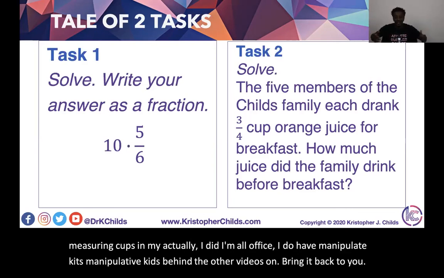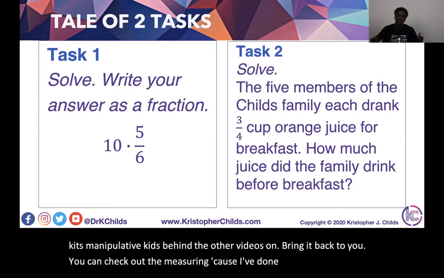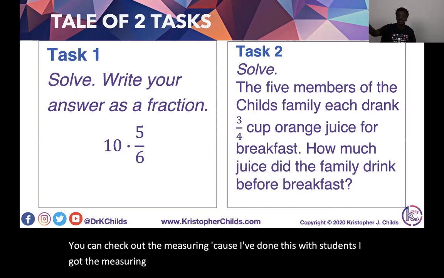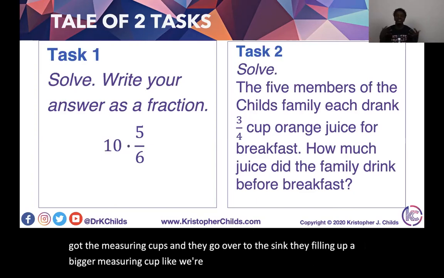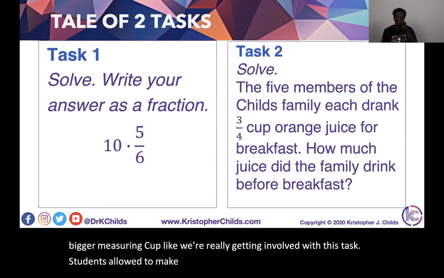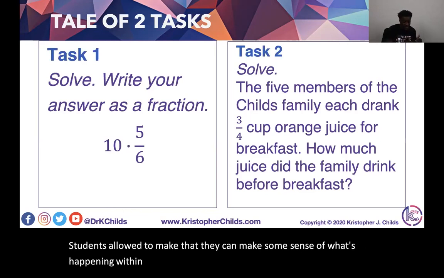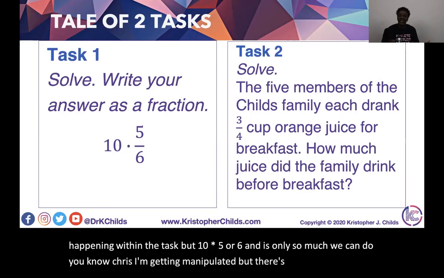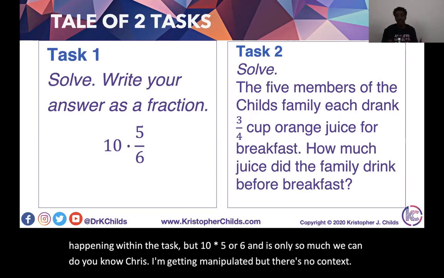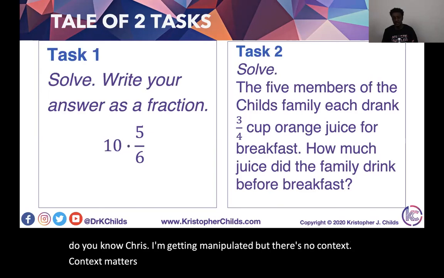You can take out the measuring cups. I've done this with students. I get out the measuring cups, and they go over to the sink. They're filling up a bigger measuring cup. Like, we're really getting involved with this task. Students are allowed to make some sense of what's happening within the task. But 10 times 5 over 6, there's only so much we can do. You can say, oh, Chris, I'm going to get the manipulative, but there's no context. Context matters when students are trying to do some sense making.